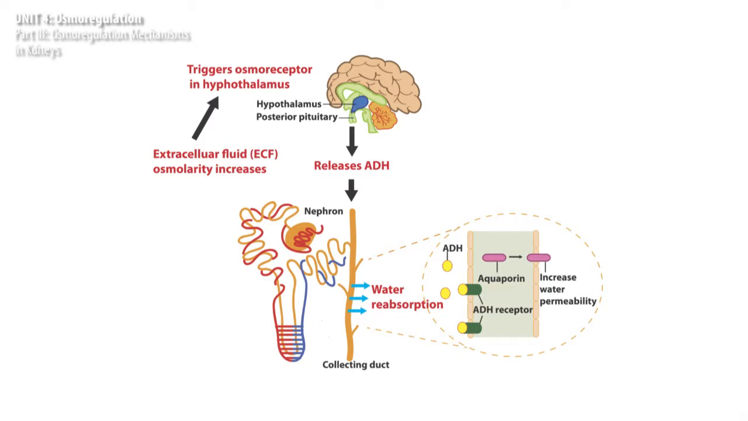Thus, the single most important effect of ADH is to conserve body water by reducing the loss of water in the urine. Thus, the extracellular fluid osmolarity will decrease, and less ADH is secreted and less water is reabsorbed in the kidneys until homeostasis. So now let's move on to the second mechanism of osmoregulation in the kidneys.